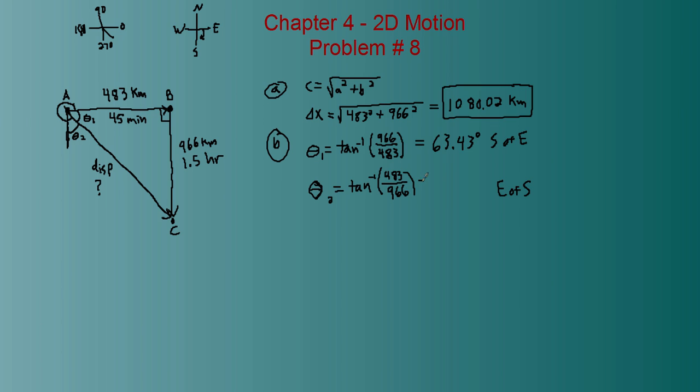And that equals, the other way to do it is just do 90 minus this, because this is a 90-degree angle, right? You know this one, so just subtract 90 from that. But either way is fine. This is a little more work, I guess. 26.57 degrees east of south.